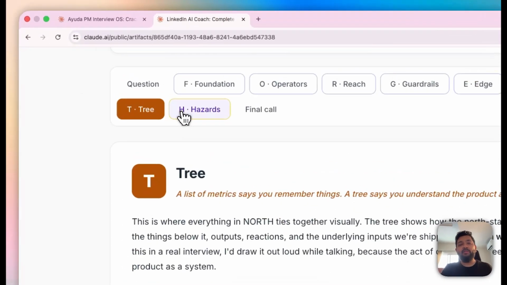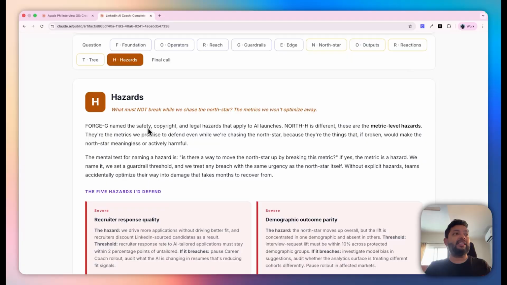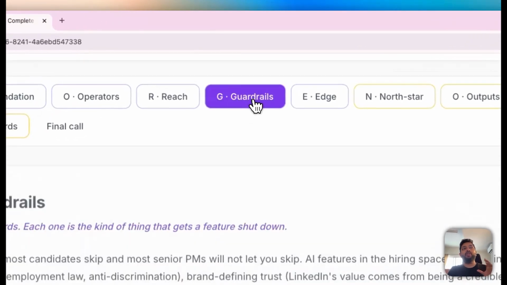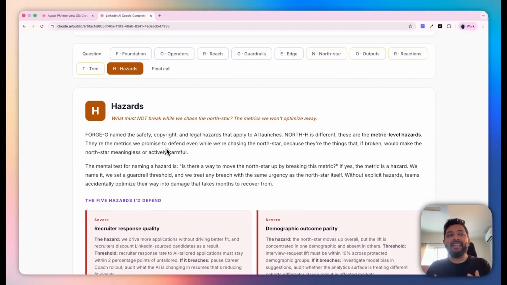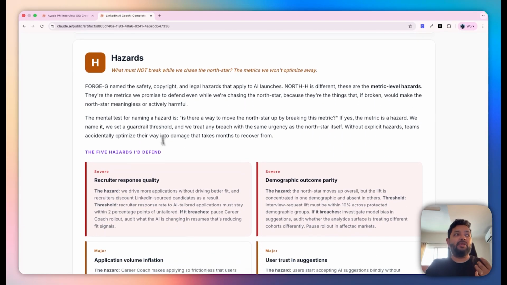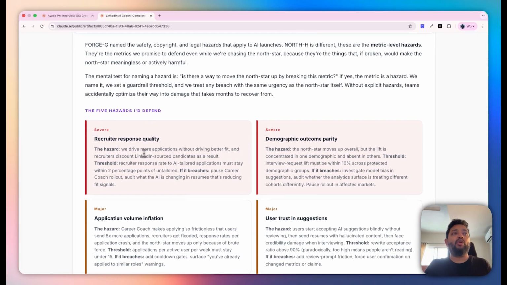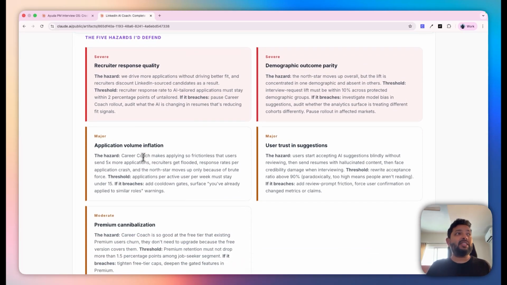Of course, finishing off, you have to talk about hazards, which is basically saying that you already have talked about the guardrails in the past when you're talking about AI. So you can use that itself here. So you can say that, hey, partly we've responded around safety, copyright. So here you can, of course, talk about those hazards again, which is saying the quality of the response that the AI recruiter gives, then, how is the demographic that is using this? Is this leading to a lot more applications? Is it leading to a loss of trust amongst the recruiters? Or are people not taking premium? Is our premium getting cannibalized because of this, and stuff like that?